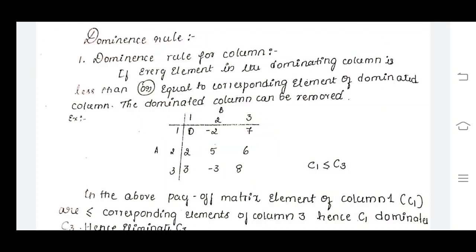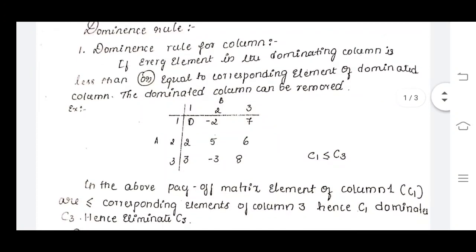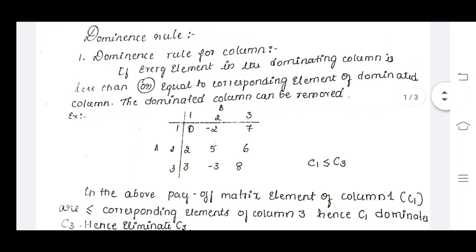In most of the games, we can reduce the size of the payoff matrix by eliminating either rows or columns which are dominated by the other rows or the columns respectively. That is, in the dominance rule there are two types. One is the dominance rule for column, another one is the dominance rule for rows.